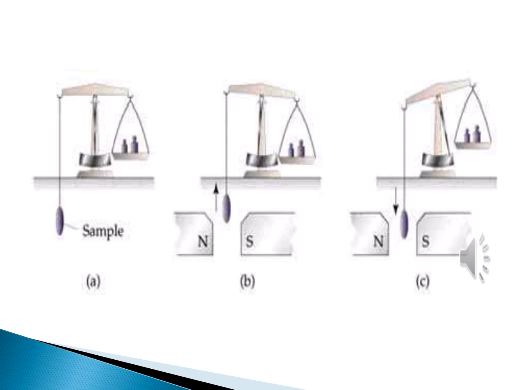In this diagram, sample A is weighed without a magnetic field. In sample B, a diamagnetic substance is weighed in the presence of a magnetic field and has lower mass than in the absence. In diagram C, paramagnetic material has gained mass due to the presence of a magnetic field.